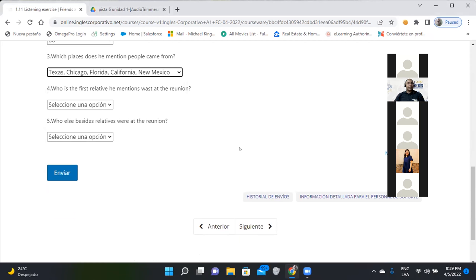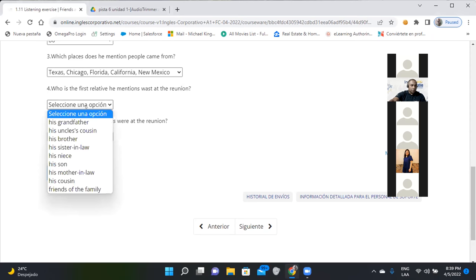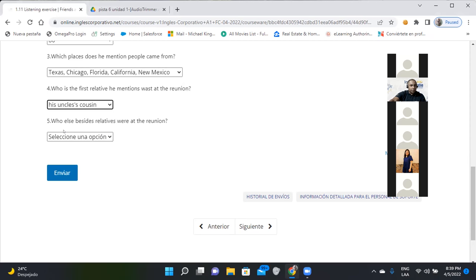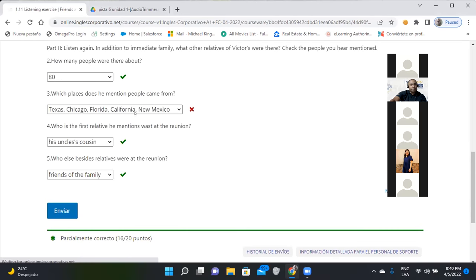Who is the first relative he mentions was at the reunion? His uncle's cousin. Who else besides relatives were at the reunion? Friends of the family.